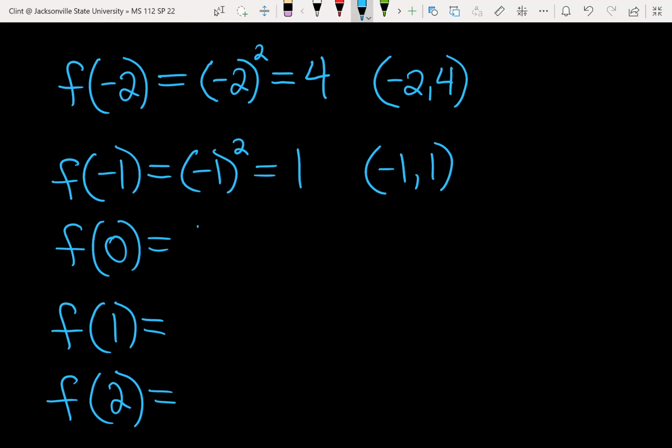Zero is an easy one to do. 0 squared is 0. It's okay if we get the same number, because that means my input is 0 and my output is 0. That's a special point. That's the origin, but it's okay for that to be on our graph.